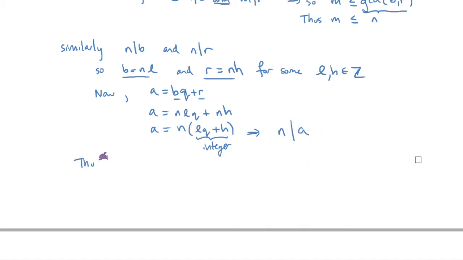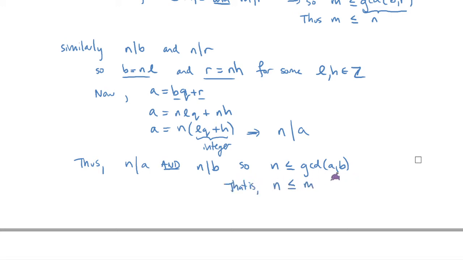Thus, we have n divides a and n divides b, which was an original assumption. So together, this tells you n has to be less than or equal to the GCD of a and b. Because look, n is a common divisor of a and b, so it's got to be less than or equal to the greatest common divisor. So that is, n is less than or equal to m. Remember that we named this m.